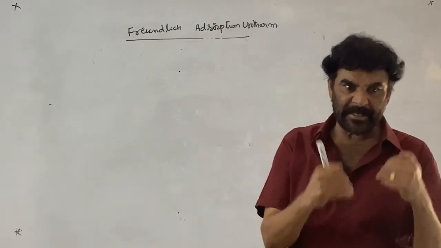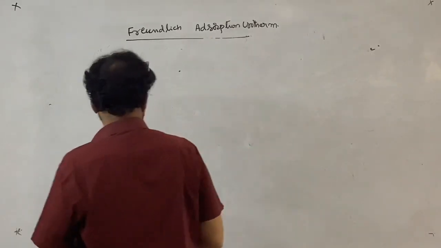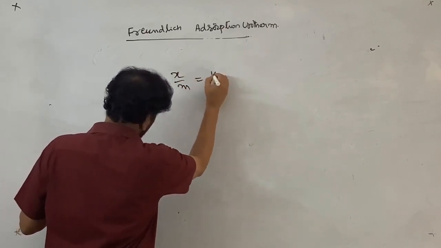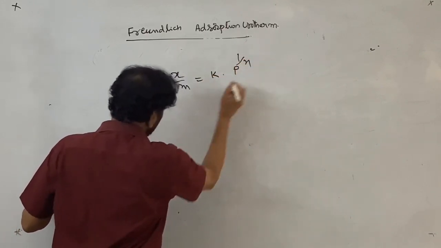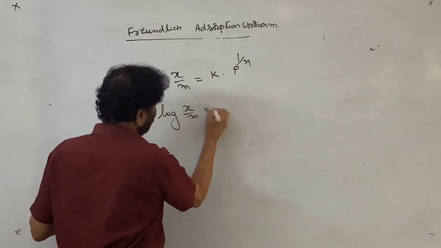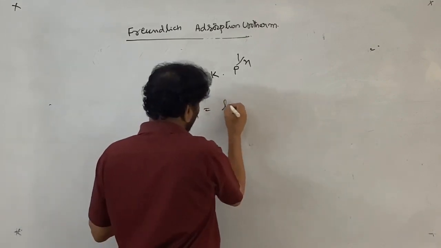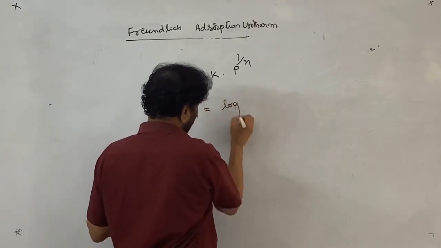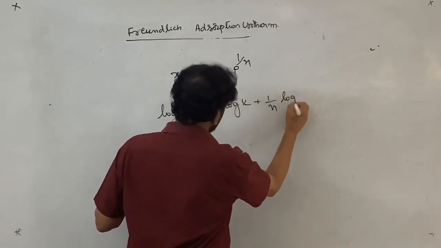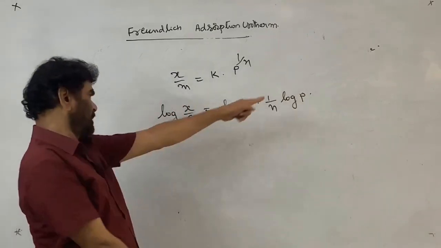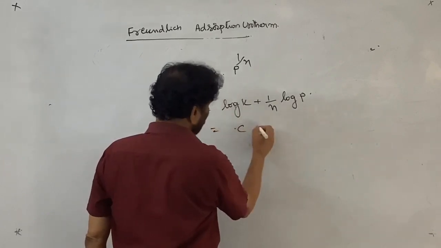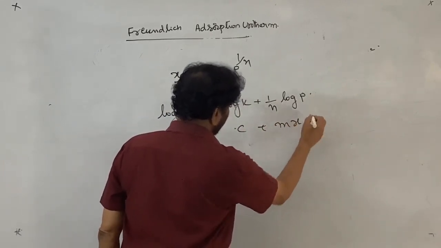So similarly, the same equation is extended, that is, x by m is equal to k into p to the power of 1 by n. Now, logarithmically, log x by m is equal to log k plus 1 by n log P. This is a graphical representation, y is equal to mx plus c.